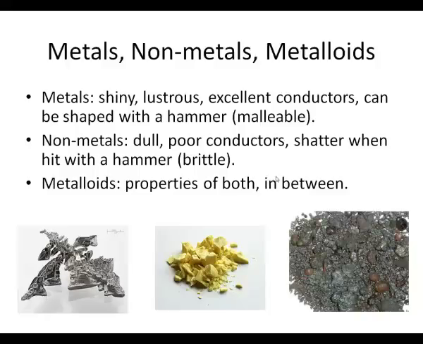Last one is going to be a metalloid, and that's going to be something that's got the properties of both, or it's somewhere in between. So an example of this would be boron, which you see pictured here. It does have some of the properties of metals, but as you can see, it's also kind of dull as well. So that would be an example of a metalloid. Best way to tell if something is a metalloid, however, is to look at the periodic table of elements. Pretty much all of the elements that touch that bold staircase, those are the ones that are going to be metalloids. There are a couple exceptions, but as a general trend, if they're touching the staircase, it's going to be a metalloid.